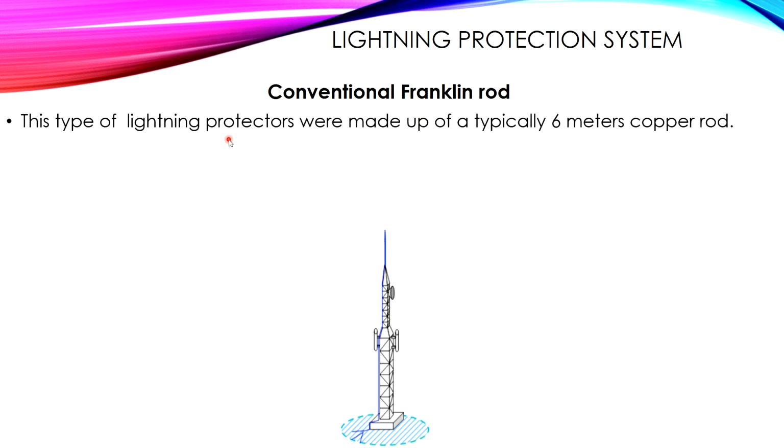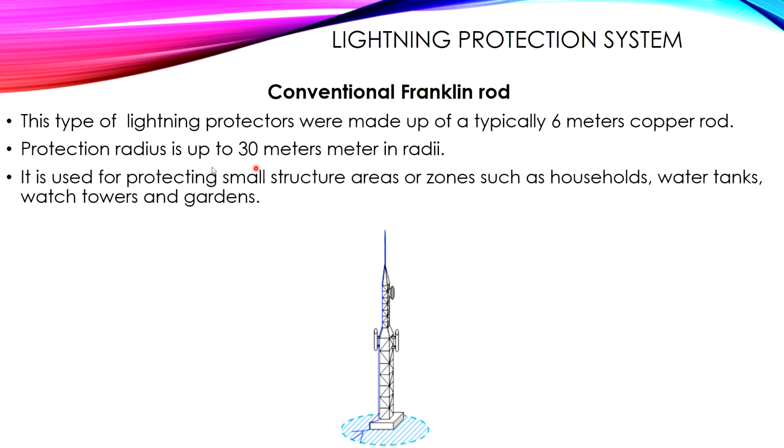This type of lightning protector is typically made up of a 6 meter copper rod. Okay, the height of the rod itself is 6 meters. And the protection radius is up to 30 meters. The protection zone has a radius of 30 meters. It is used for protecting small structures or zones such as households, water tanks, watch towers and gardens. So this will be used in small applications, okay?